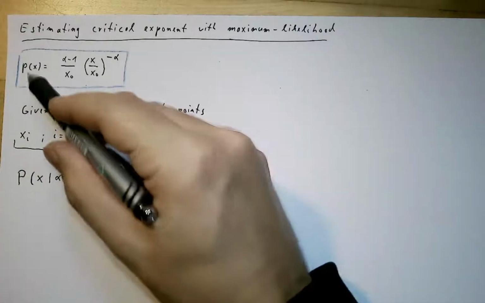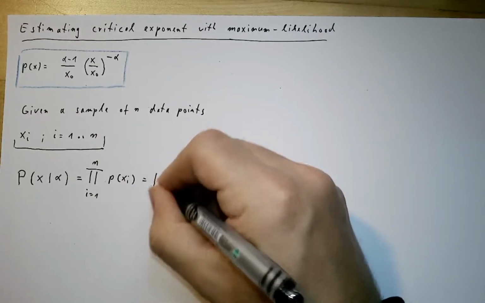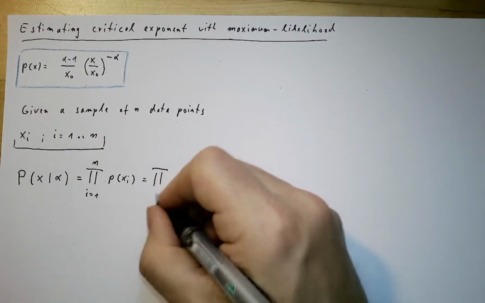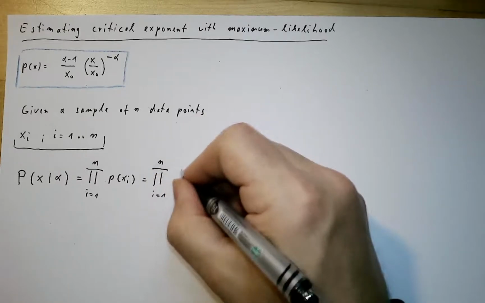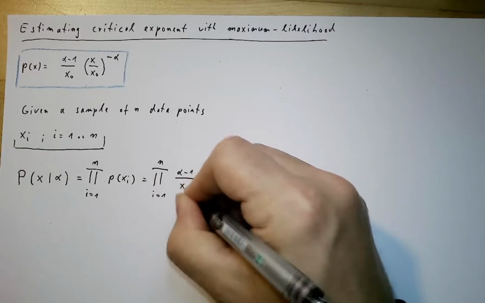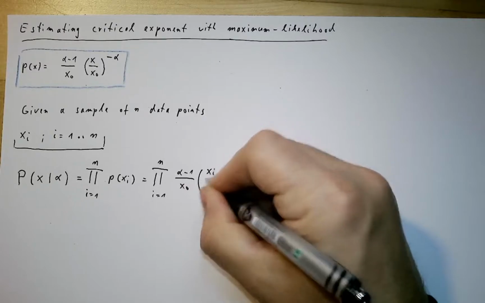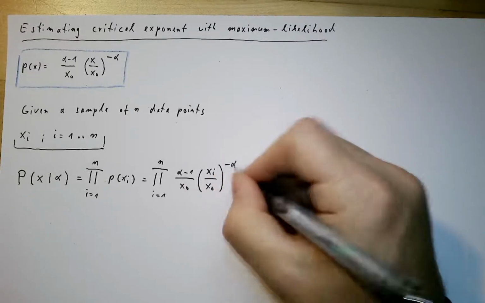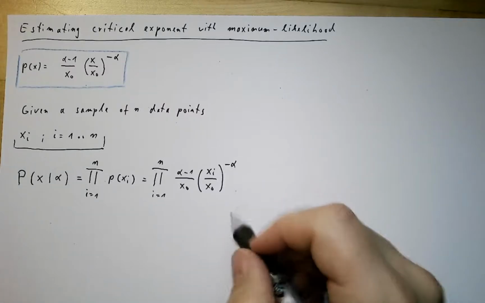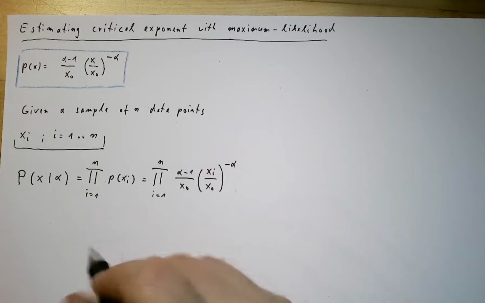And now we can put in this formula here. So we have the product i equal 1 to n, and now we have this alpha minus 1 over x naught times xi over x naught to the minus alpha. And we call this the likelihood of our sample.